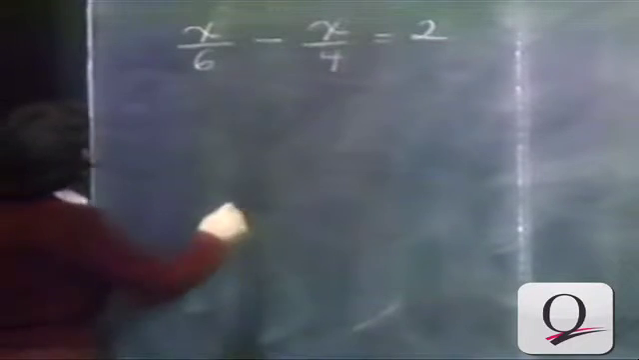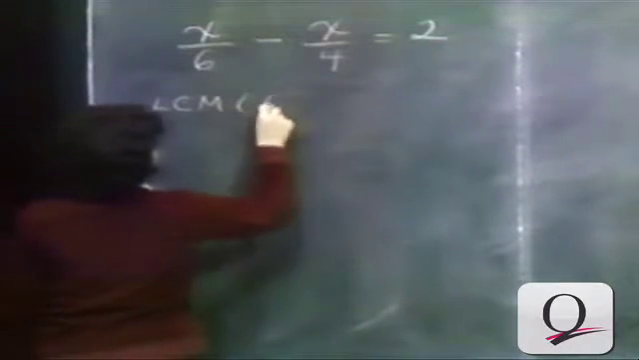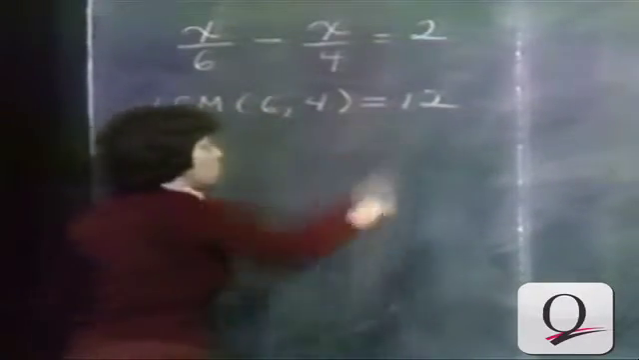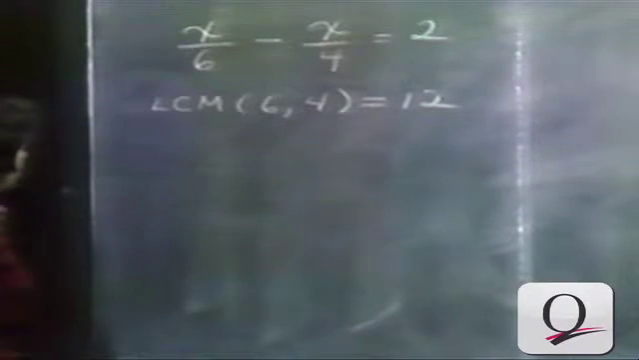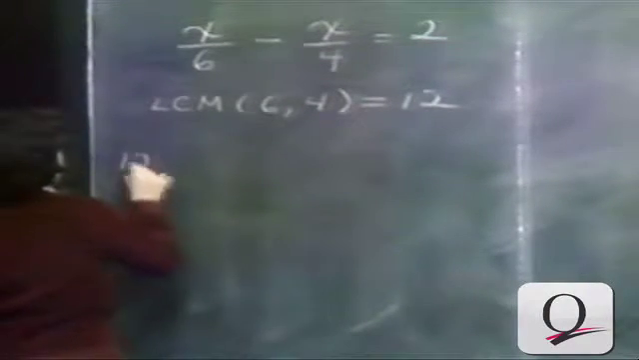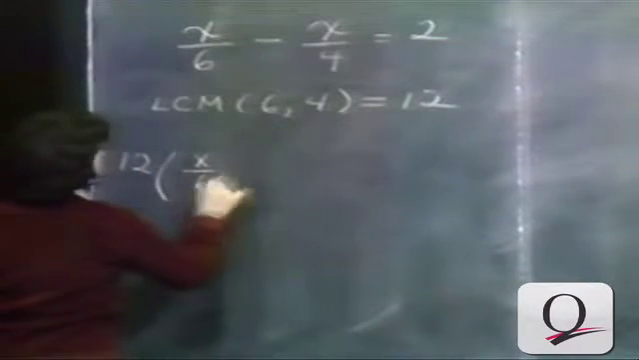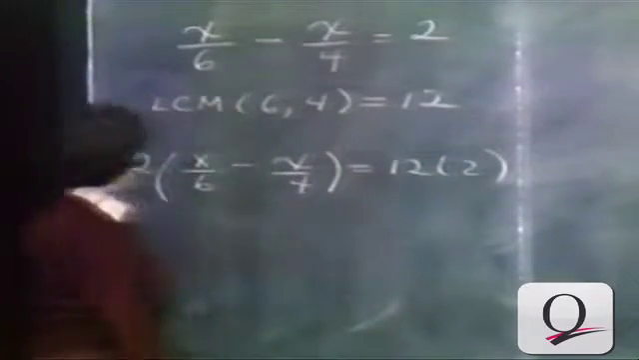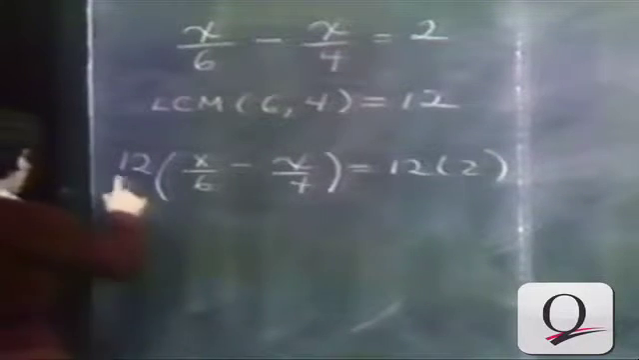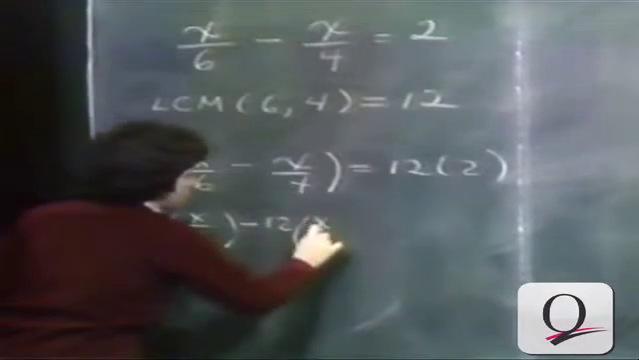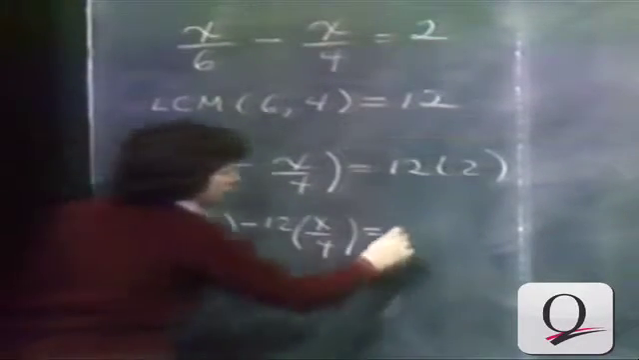In this particular problem, the least common multiple of 6 and 4 happens to be 12. That's the smallest number that 6 and 4 both go evenly into. So if we multiply through both sides of this equation by 12, we will get an equation in which there are no fractions. Let's try that. 12 times x over 6 minus x over 4 equals 12 times 2. Now, using the distributive law, we get 12 times x over 6 minus 12 times x over 4 equals 12 times 2, or 24.